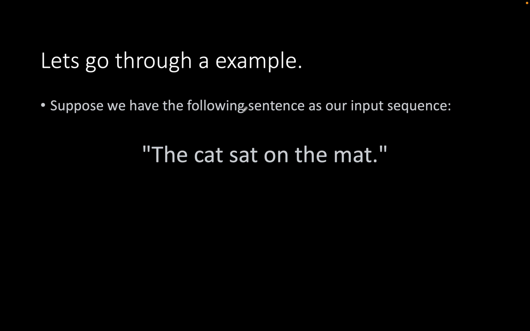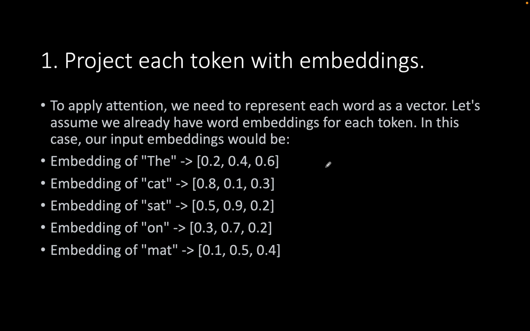So let's go through the third phase, that is the example. We have taken the following sentence as an example: the cat sat on a mat. We need to tokenize it: the cat sat on the mat. First, we need to project each token with an embedding. What I have taken is a 1 by 3 embedding, that is a three-dimensional embedding for each of the tokens. These are randomly generated 1 by 3 token embeddings.